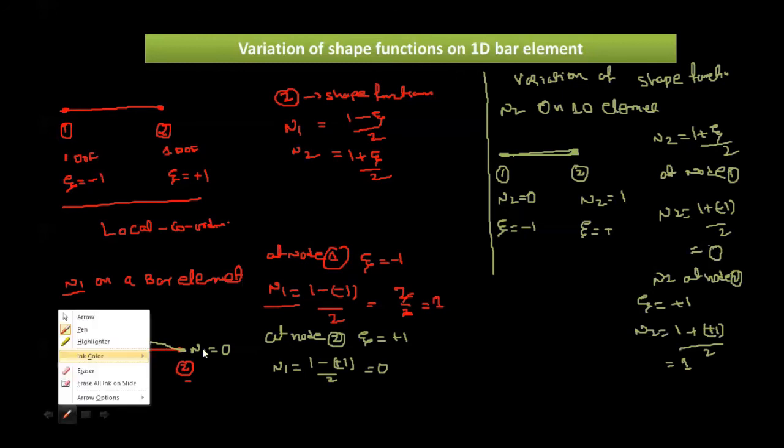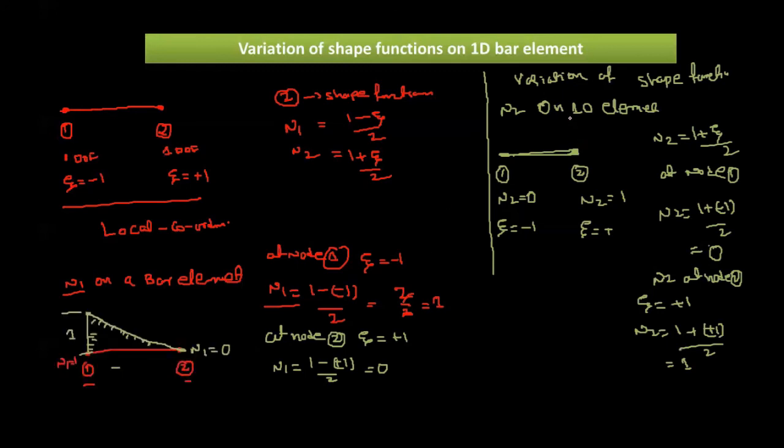Now let us plot the graph. At nodal point 2 the magnitude becomes 1. Let us draw the line from nodal point 2, and let us represent this height as magnitude 1. At nodal point 1 it is 0. Therefore, join these two with a straight line. This is the variation of the shape function N2 for a given bar element.